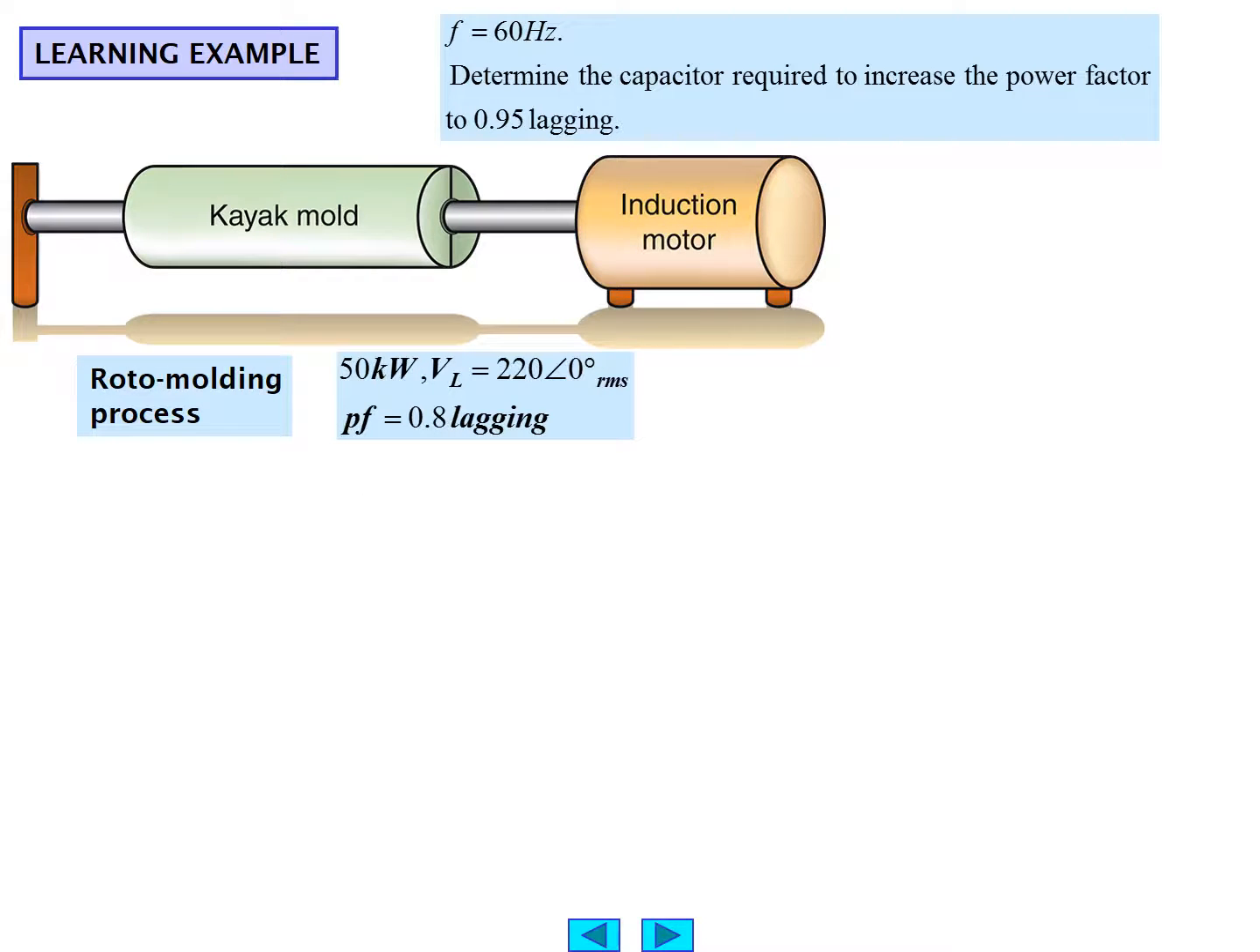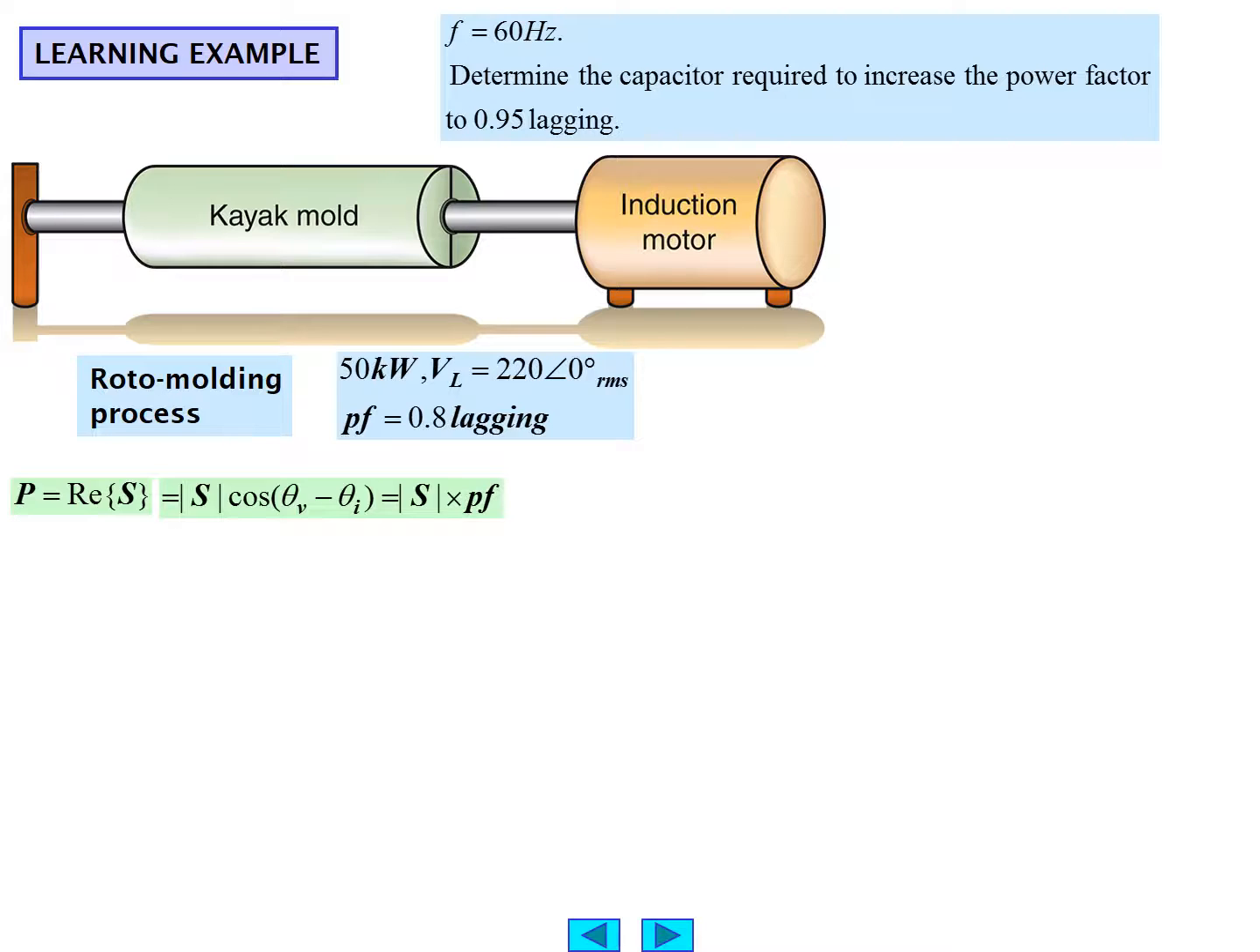In this learning example, let's take a frequency of 60 hertz and determine the capacitor required to increase the power factor to 0.95 lagging. So we have some sort of a rotor molding process with an induction motor driving it. It's 50 kilowatts at a V sub L load voltage of 220 angle 0 RMS with a power factor of 0.8 lagging to begin with.